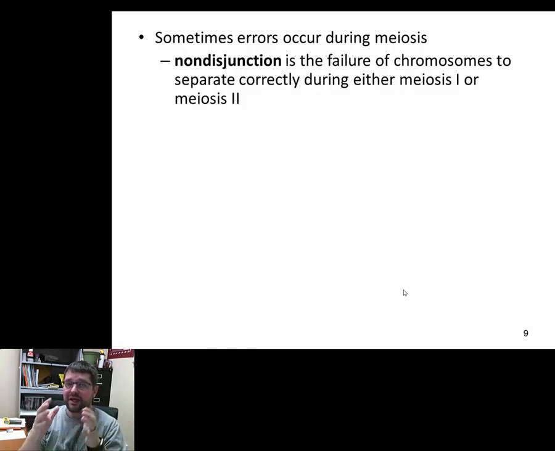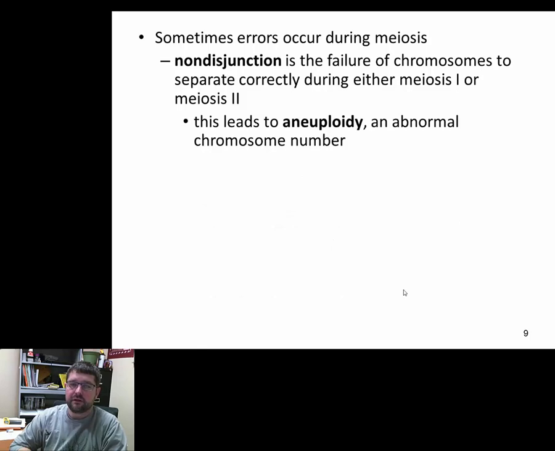So they separate incorrectly during metaphase 1 or metaphase 2, moving into anaphase 1 or anaphase 2. That's called nondisjunction. When this occurs, it forms what we call aneuploidy, okay, which means you have an abnormal or a different number of chromosomes in some of your cells.